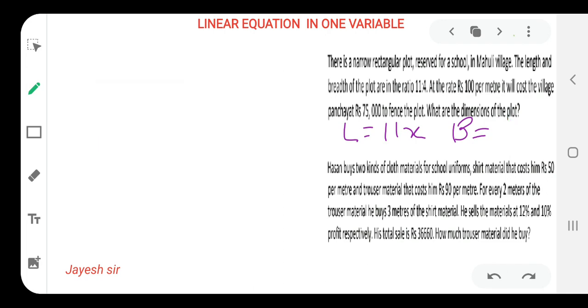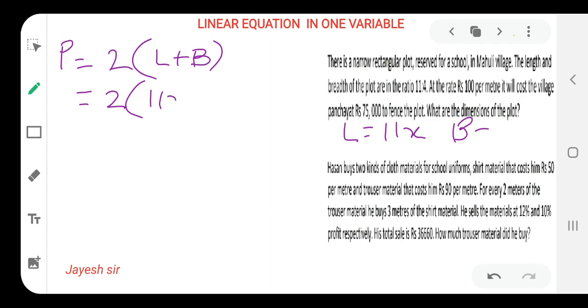Now for fencing, that means if we are doing anything on the boundaries, we always use the perimeter. So let's write the perimeter of the rectangular field. Perimeter of a rectangular field, as we all know, equals 2 into (L plus B). Here the value of L we have already suggested, that is 11x, and the value for B we assumed as 4x. Yes friends, so the value for B was 4x.